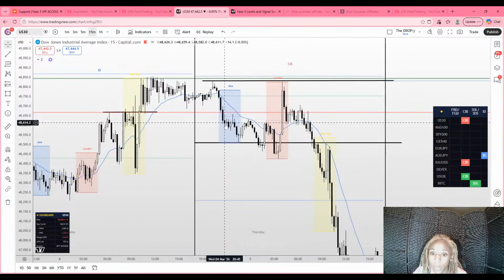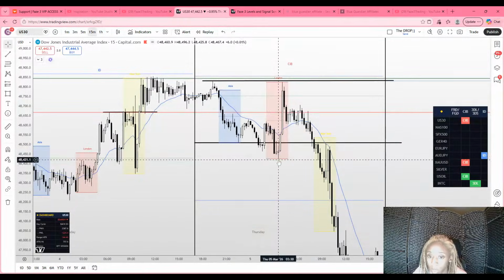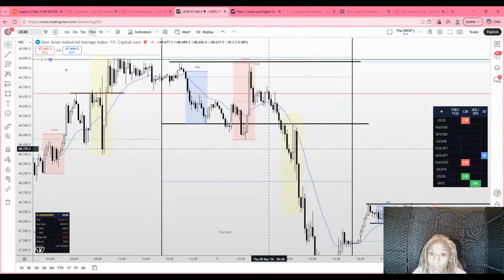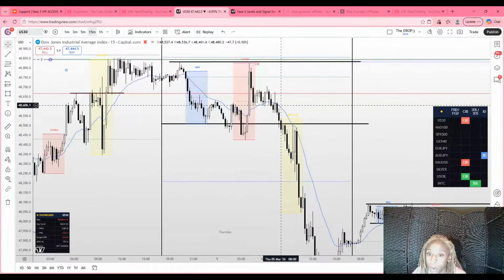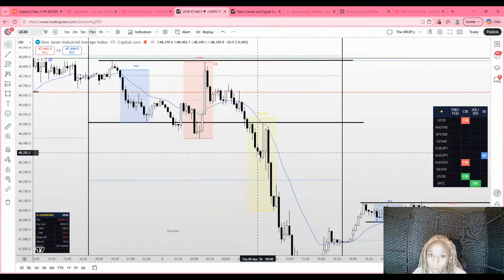So I'm already getting my criteria. My entry criteria is the lower low will start the move. Lower low, pump, coil, dump. So I already have my move. By the time New York comes, I'm on the back side. That is important to know.